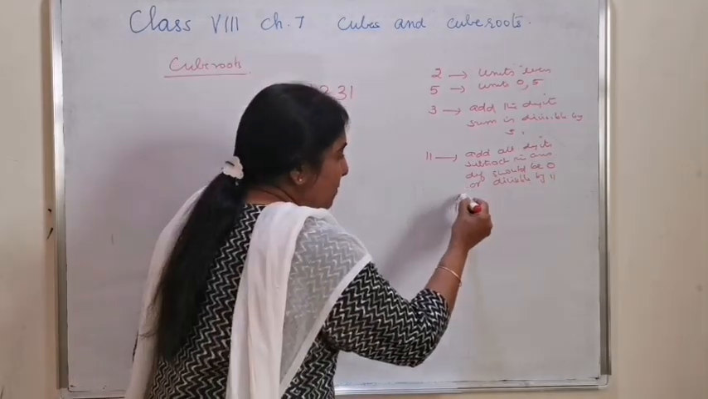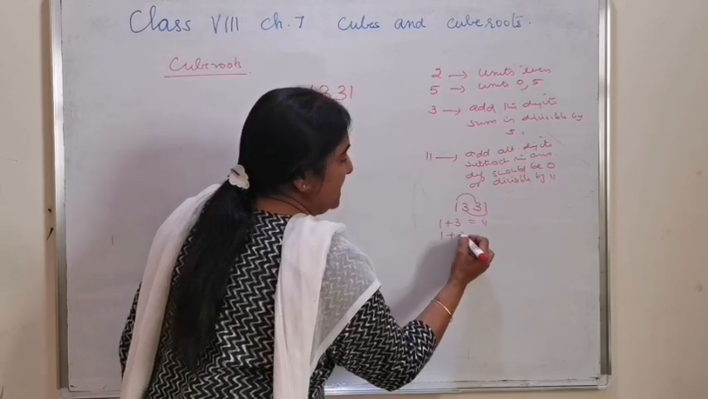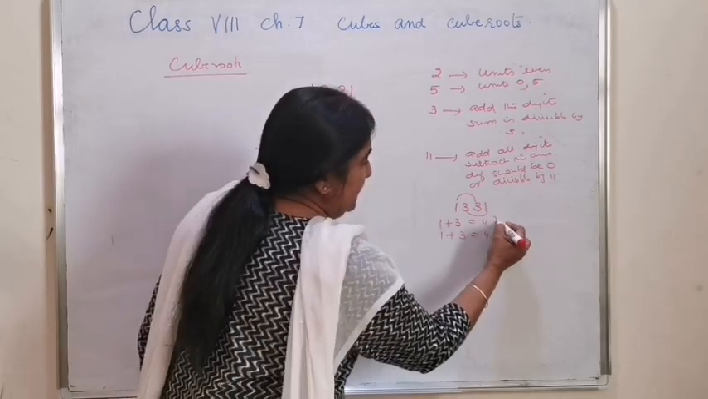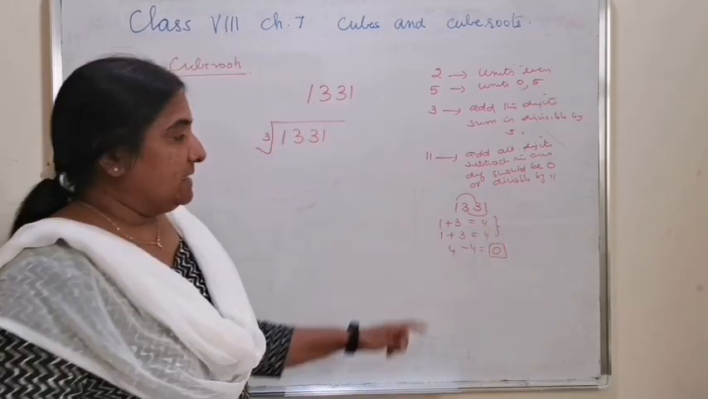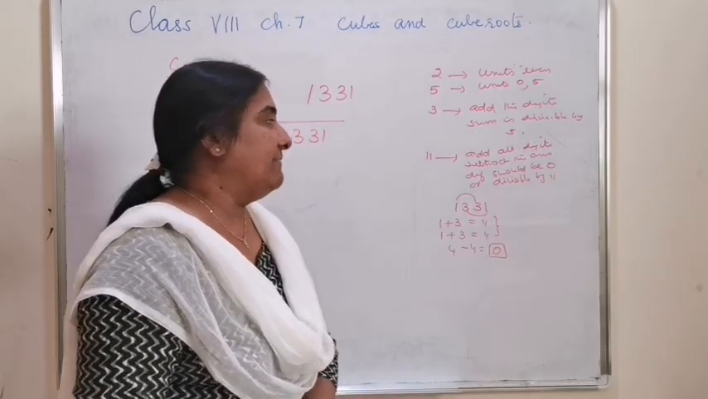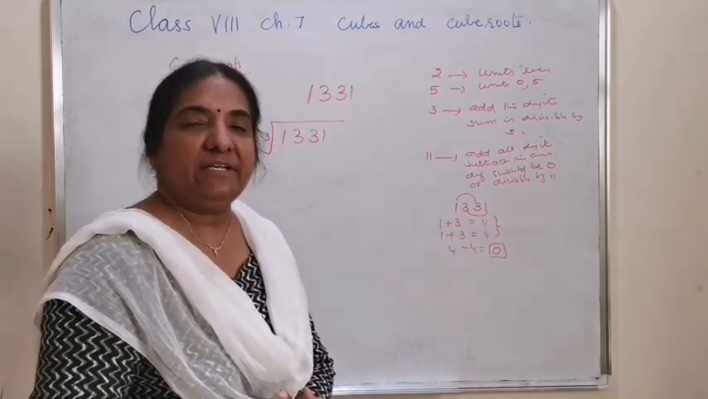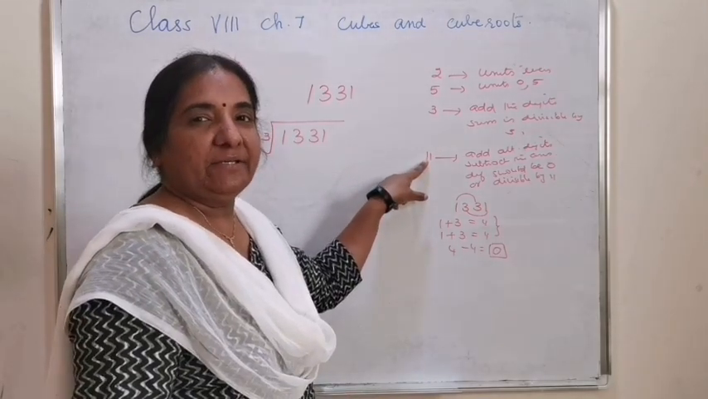1331. 1 plus 3 equal to 4, another 1 plus 3 equal to 4. The difference 4 minus 4 equal to 0. That is, the difference should be either 0 or a multiple of 11, or a multiple of 11 will give you the idea of divisibility by 11.